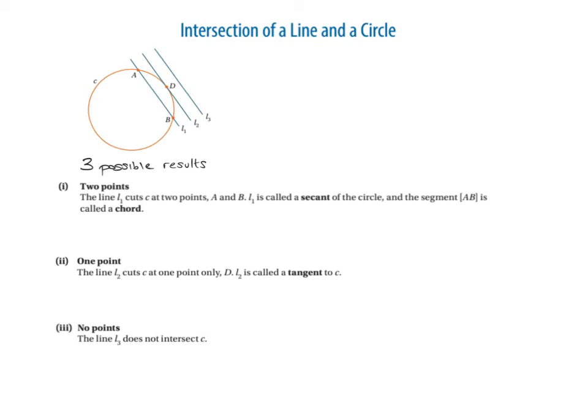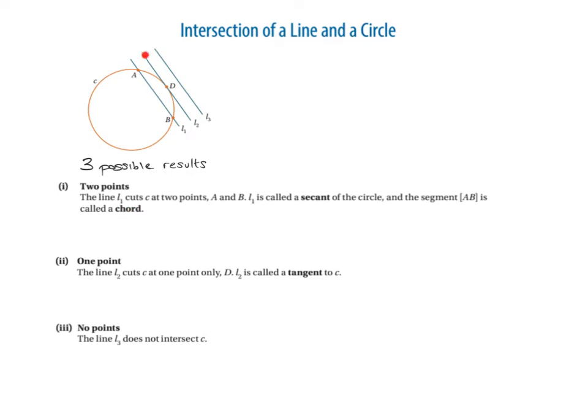If we look at the first line, it goes through the circle twice and you get 2 points where it intersects the circle. It intersects at A and at B. This is called the secant of the circle, and the segment AB is called a chord. You should know that from geometry.